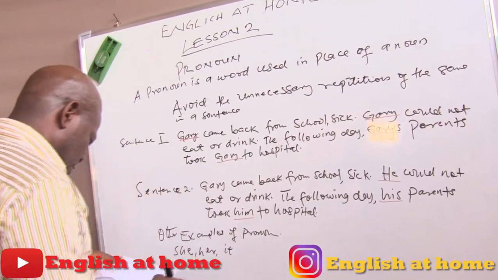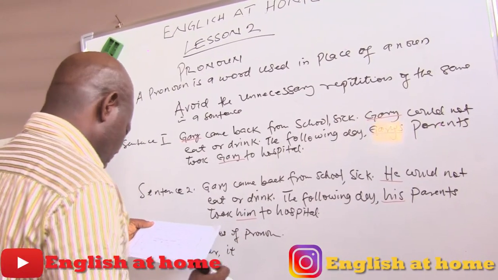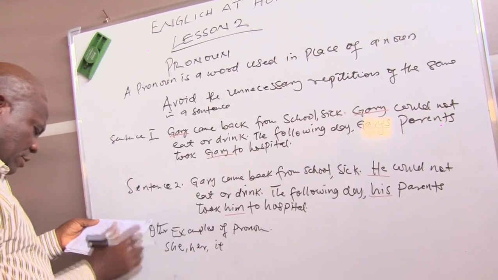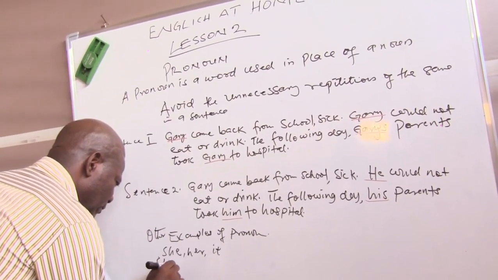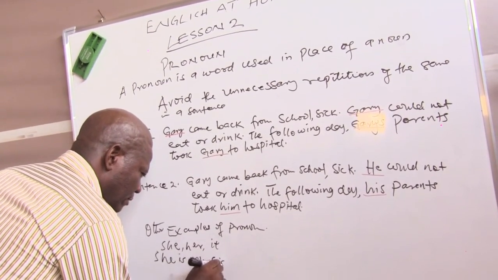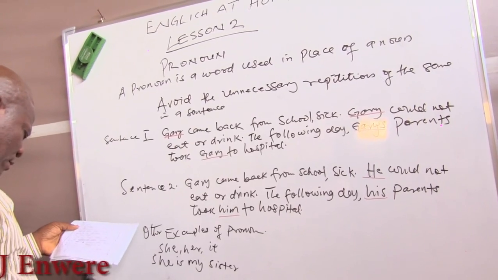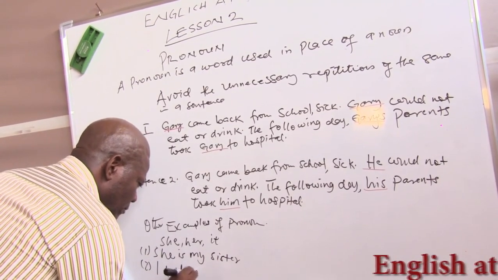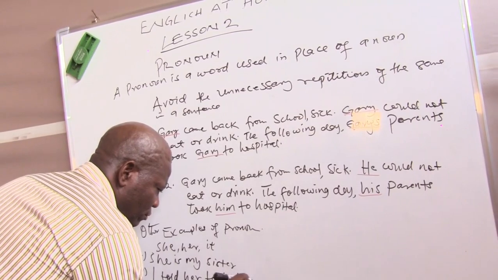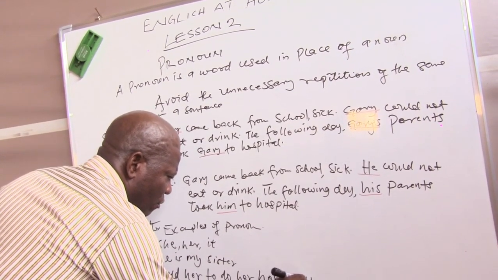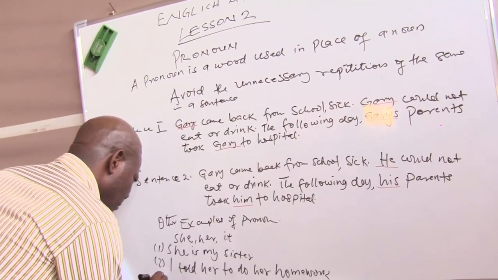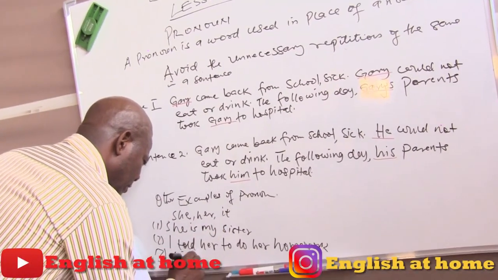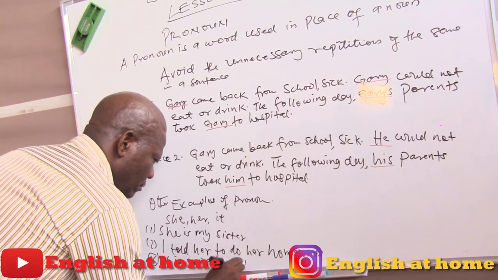Okay. So we have she. So let's just take these few sentence examples. Under she, we have: She is my sister. Then under her, number 2: I told her to do her homework. Number 3, it: It is going to rain tonight.